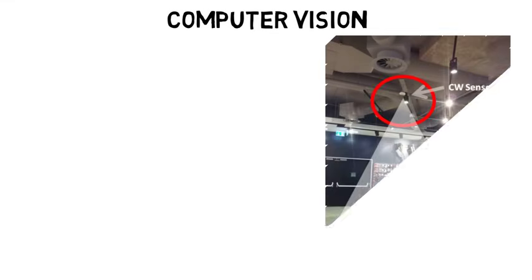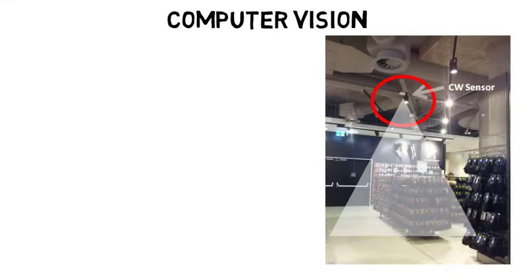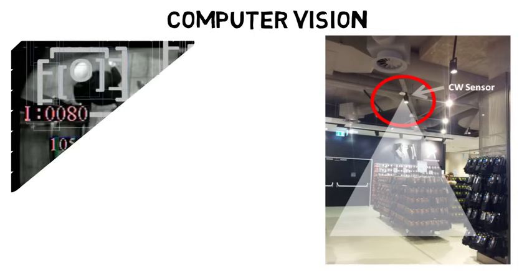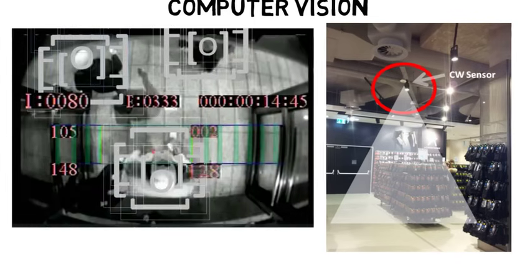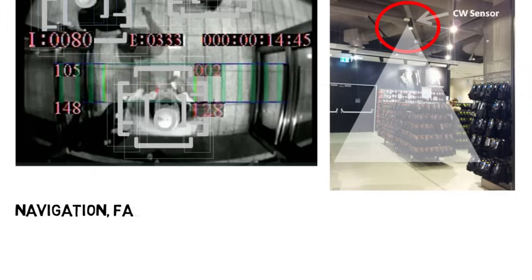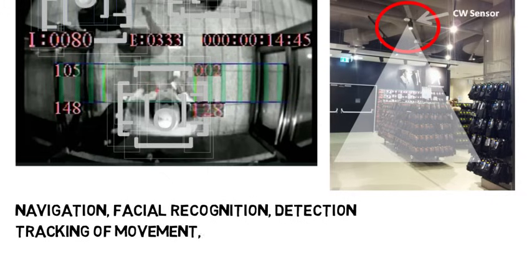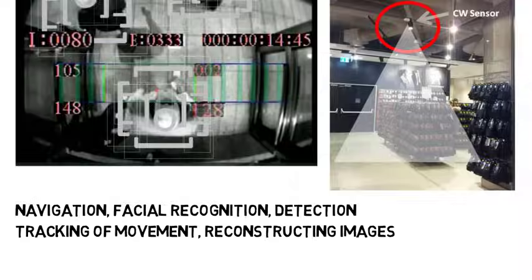Computer engineers could get jobs in computer vision. Maybe a surveillance camera needs to count how many people have walked through a certain area. Computer vision would be needed for this, so maybe it could recognize objects or shapes. This can also be used in navigation, facial recognition, detection, like maybe for medical images to detect problematic cells, tracking of movement, or reconstructing images that maybe are blurry or have been subject to interference.